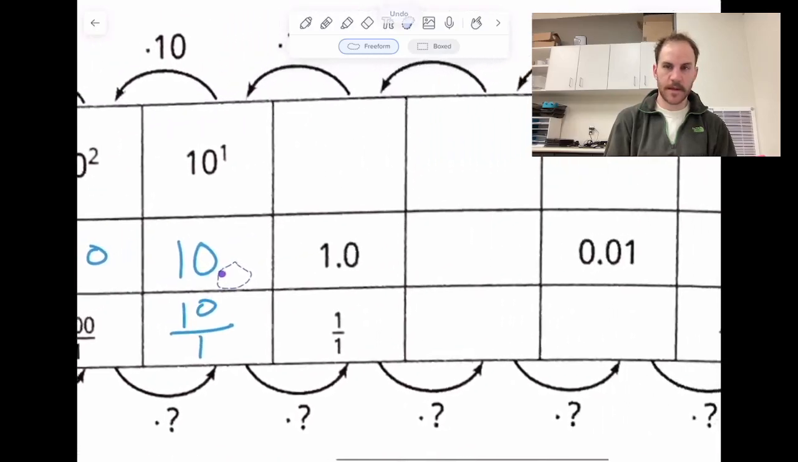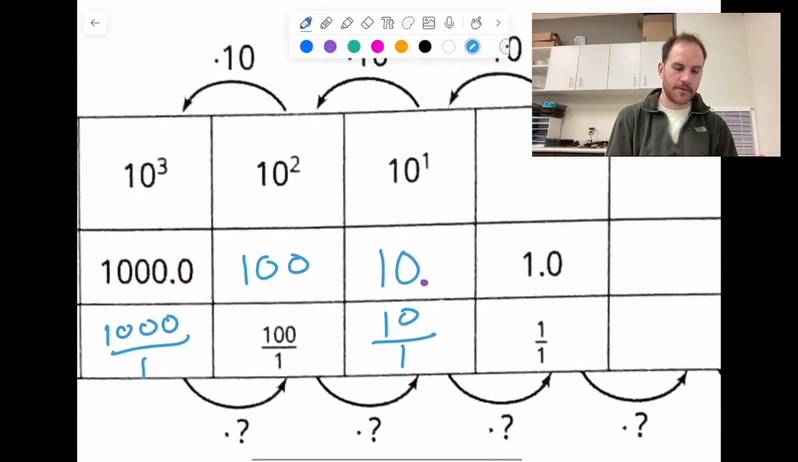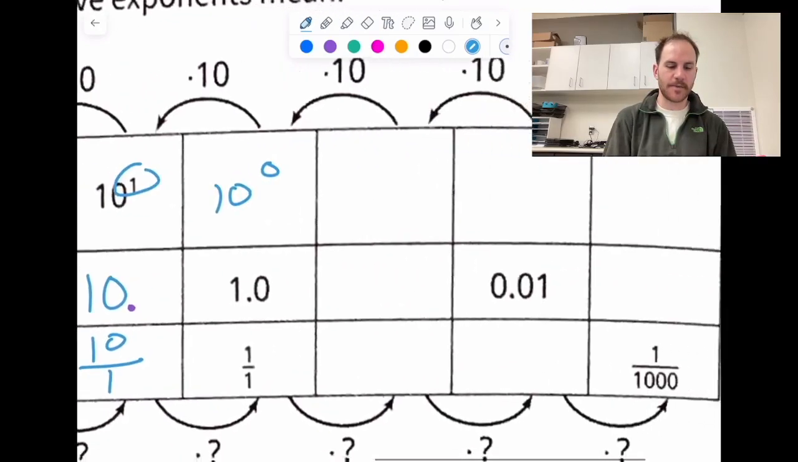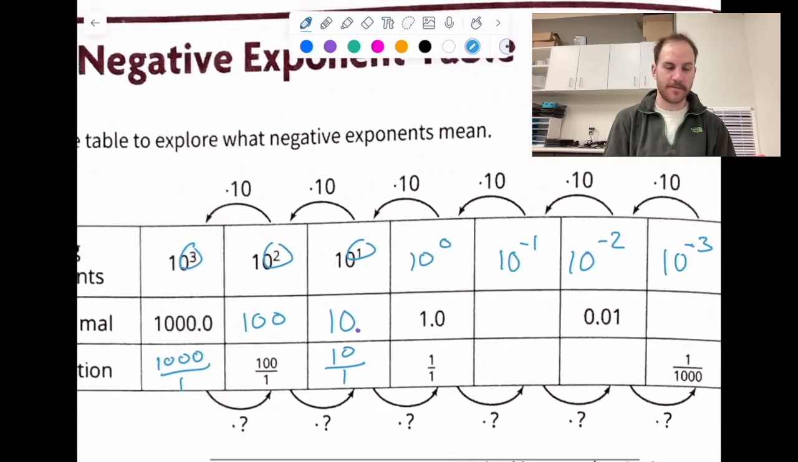Here, well, what equals 1? If we look at this, we've got 3, 2, 1. What's next? 10 to the 0 power would be next, which means 10 to the negative 1 would be after that, which means 10 to the negative 2 would be after that, and 10 to the negative 3 would be after that. So we're really just filling this out.